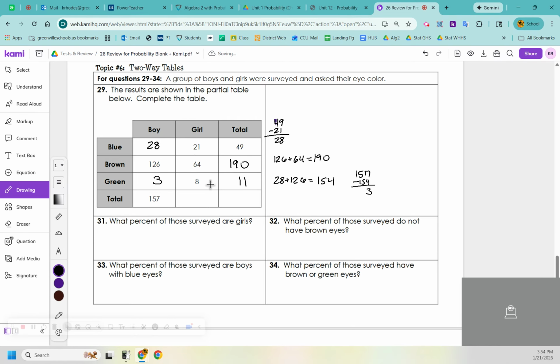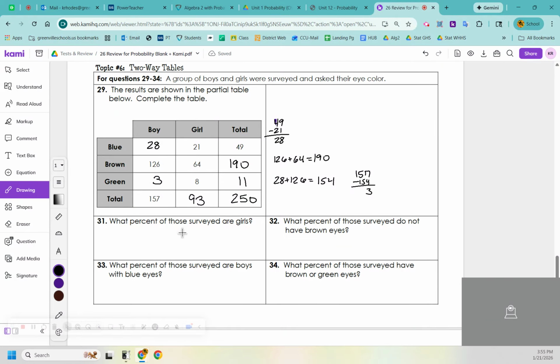21 plus 64 plus 8 is 93. 40 plus 190 plus 11 is 250. And to check my answer, I can do 157 plus 93 to also get 250. So the whole survey was about 250 girls and boys.